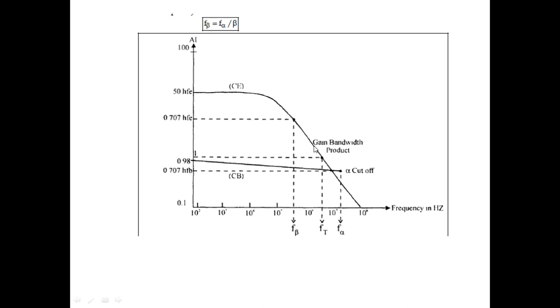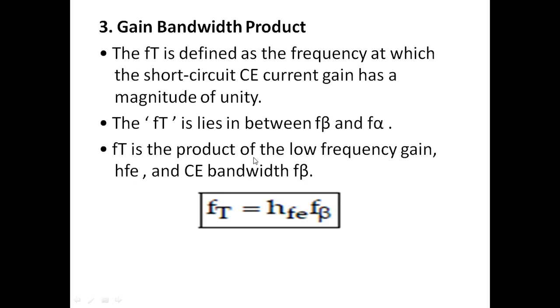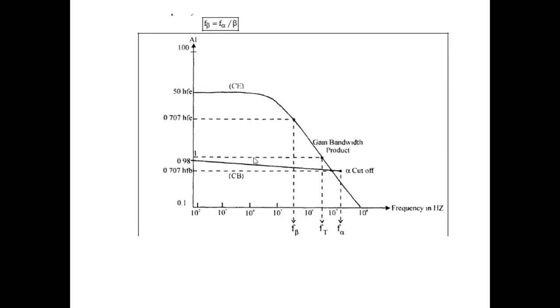Gain bandwidth product, up to maybe here. This is 1, where the value is 1. This is drawn between current gain versus input signal frequency.